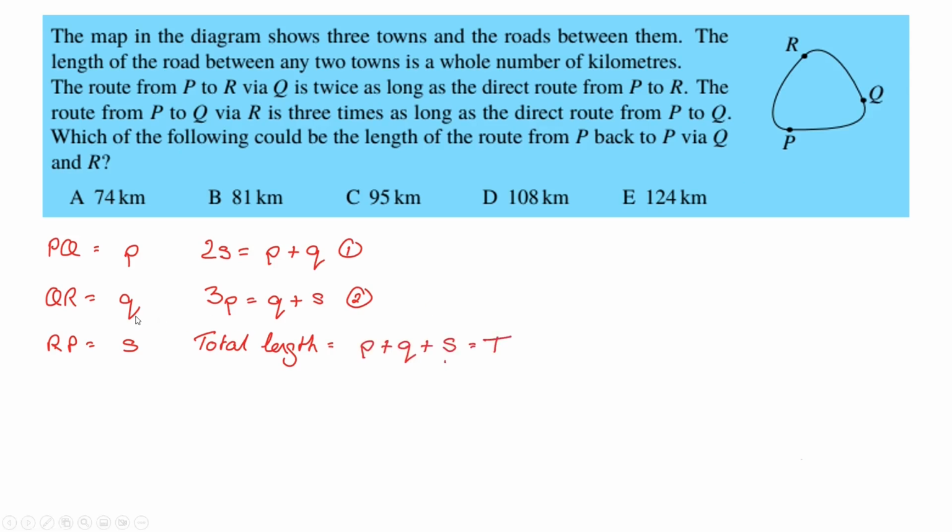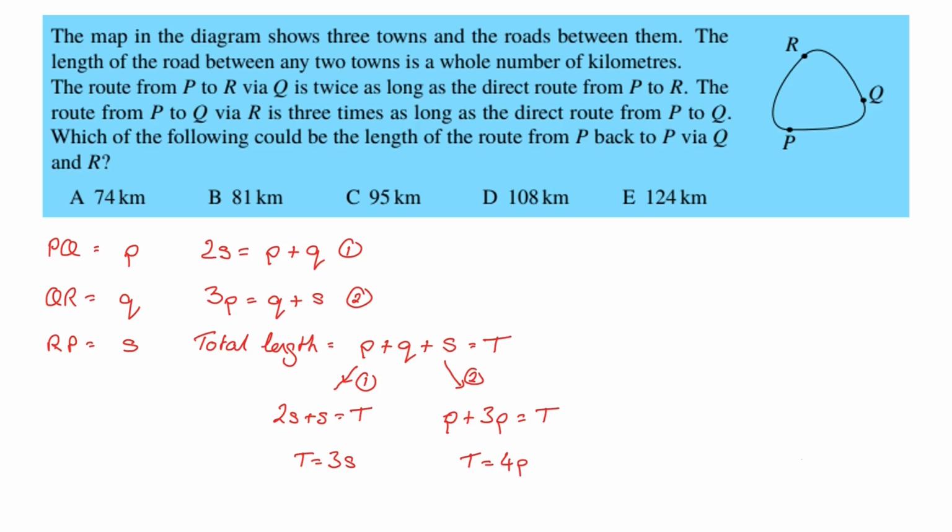Now, of course, the thing to note is in equation 1, I have P plus Q in terms of S. In equation 2, I have Q plus S in terms of P. So let's break these two out, which will give me 2 separate equations. So on the left, let's change my P plus Q to 2S. And that tells me that T is equal to 3S. Or more notably, T is a multiple of 3. Similarly, on the other side, I can switch out my Q plus S for 3P, and that tells me that T is equal to 4P. So T is a multiple of 4.